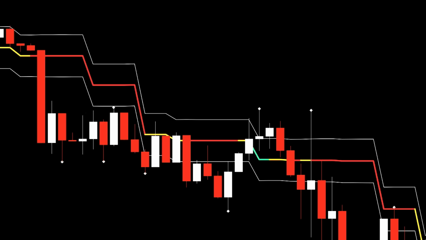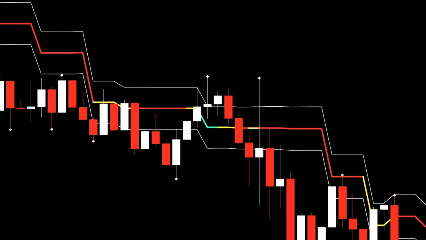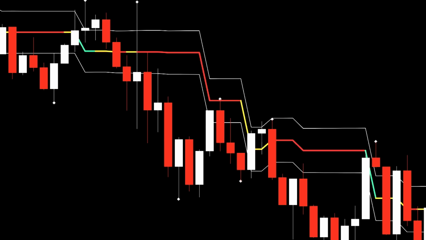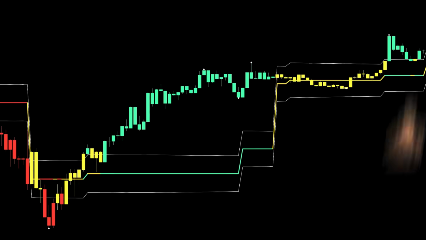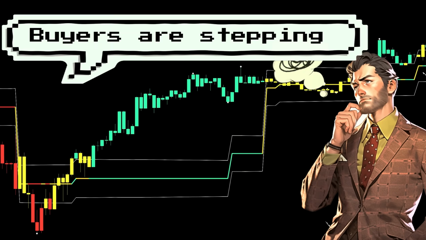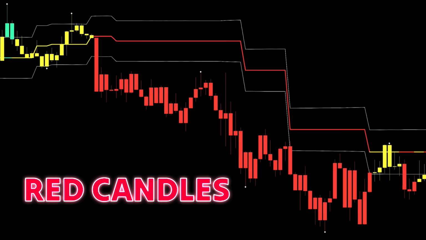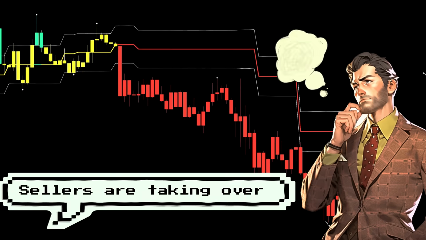Then you've got these two outer bands. They just show you volatility. When the market gets choppy and wild, the bands get wider. When things are quiet, they get tighter. Simple as that. And the easiest part is the candle coloring, which is what I use for signals. If the candles turn green, it suggests that buyers are stepping in with some force. If they turn red, it suggests sellers are taking over.